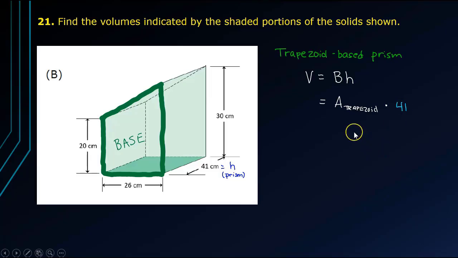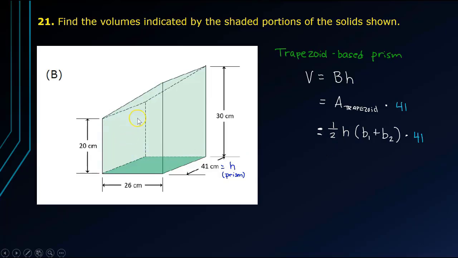Now let's focus on that base, that trapezoid, which the formula for the area is 1/2 the height times the sum of the bases. Now, this height is not the same thing as this height. This height means the height of the trapezoid, so the trapezoidal base. So I have to be aware of that.